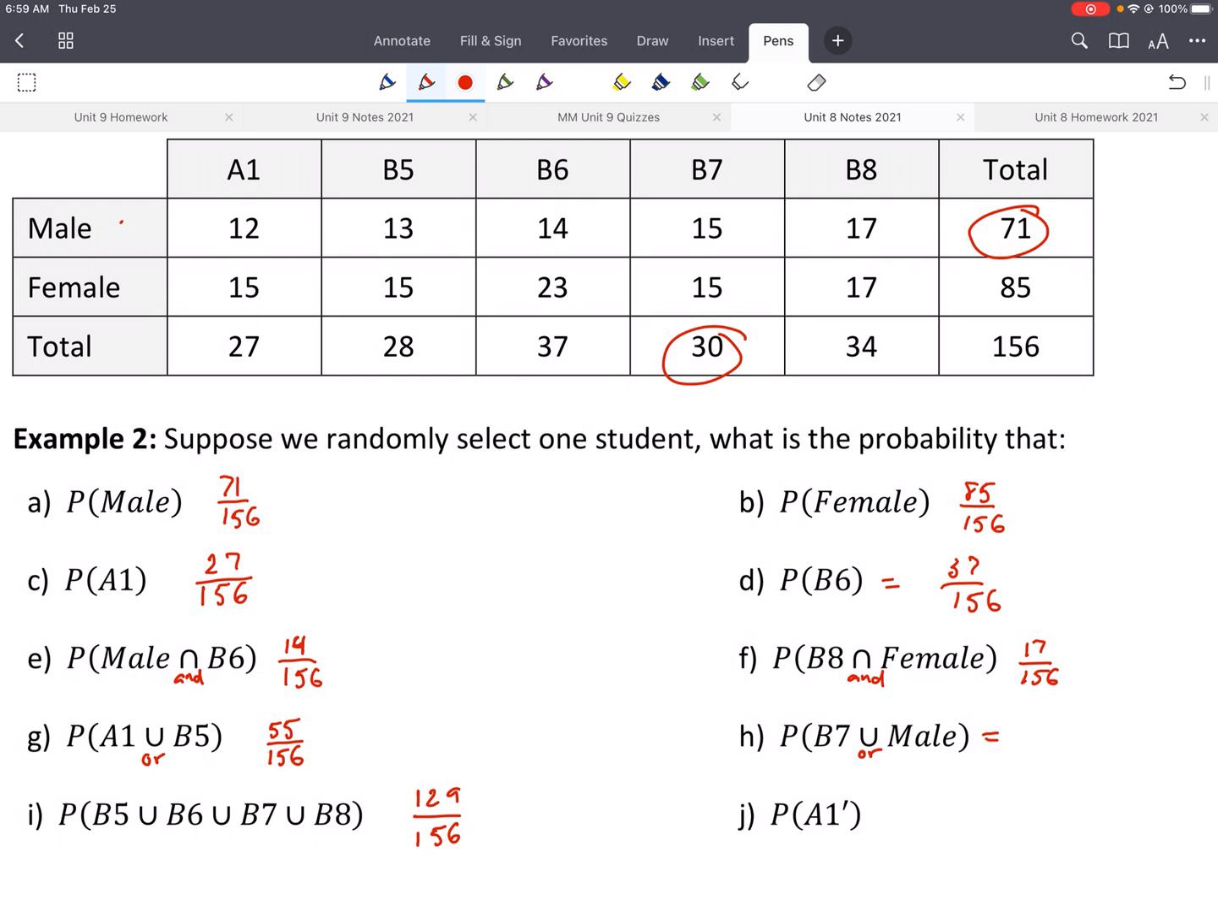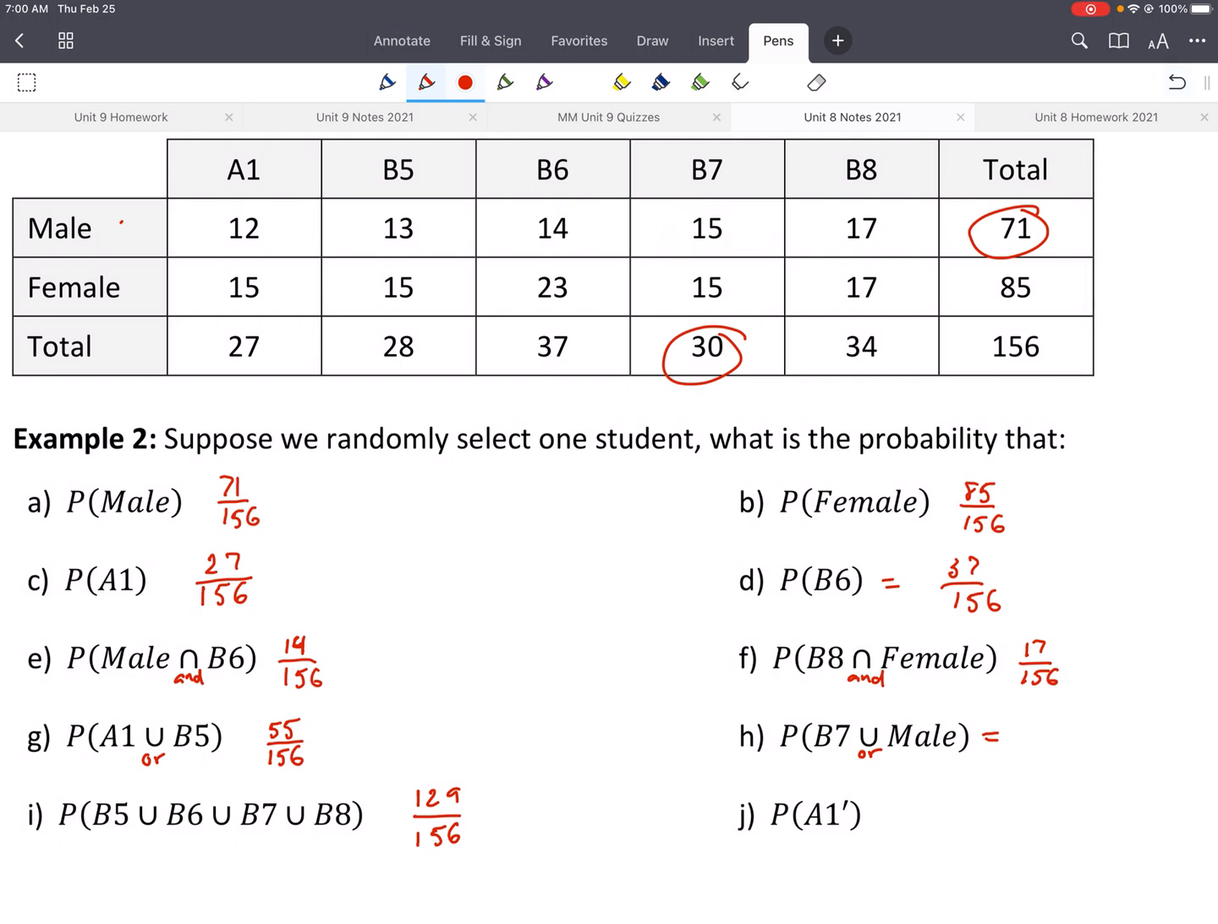It's kind of like if we take all of my class and all of Mr. Smolky's class, well, some of these students will be in both. Some people are males and they're also in B7. So if we added the totals, we would get the 15 here twice. So we need to subtract that, okay?